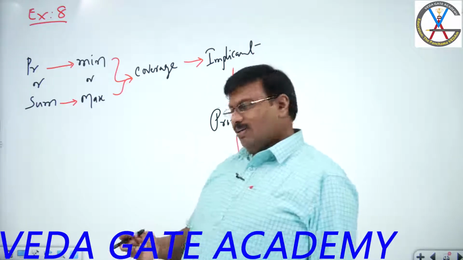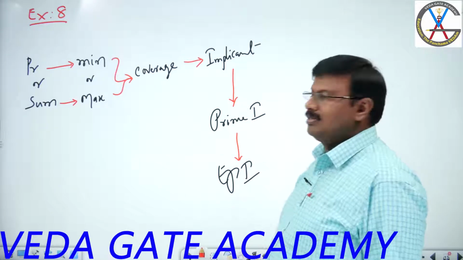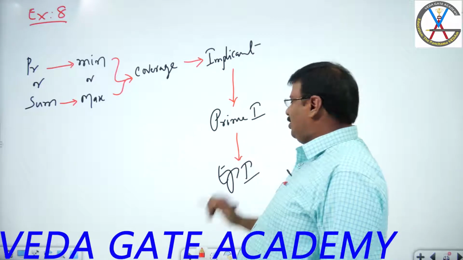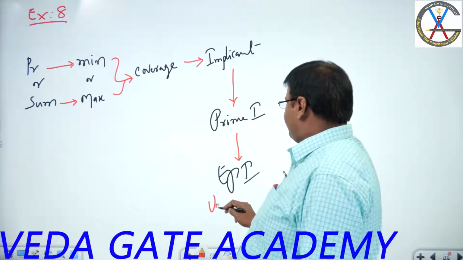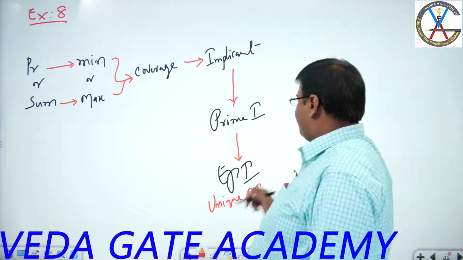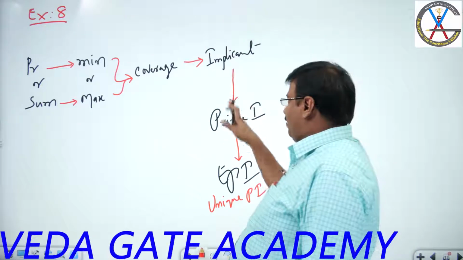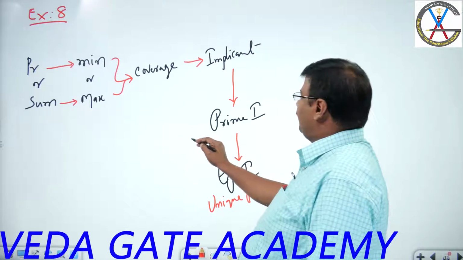But here one thing. Implicant is prime, but every prime is not implicant. Sorry: E prime implicant must be prime, but every prime need not be E prime. So which is E prime? Unique prime is E prime. What is this? Not all primes, unique prime implicant. Prime implicant is an implicant, but not every implicant is a prime implicant. Which implicant is a prime implicant?